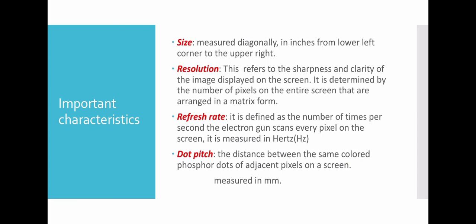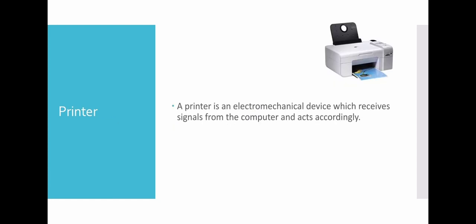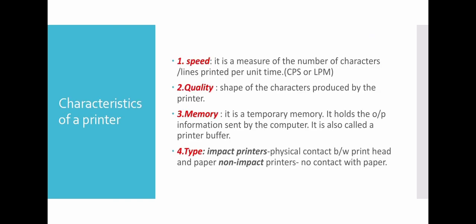Dot pitch is the distance between the same colored phosphor dots of adjacent pixels on a screen. A printer is a hardware output device that is used to generate hard copy and to print any document. A document can be of any type, such as a text file, image, or combination of both. It accepts input commands by the users on a computer or on other devices to print the document.